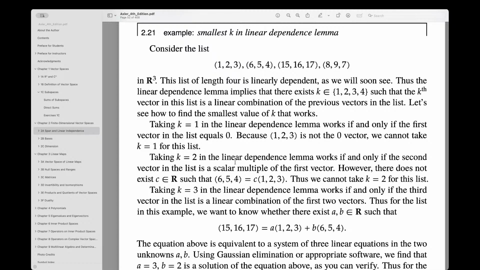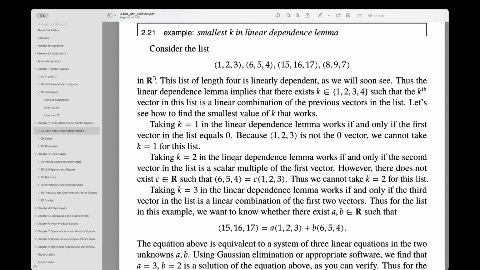So if you look at this list here, this is length 4, and R3 can be spanned by 3 vectors, the 3 unit vectors at each of the dimensions, right? So this is length 4, and this is length 3. If this list was in fact linearly independent, then 4 is less than or equal to 3, which is untrue. So therefore it must be linearly dependent.